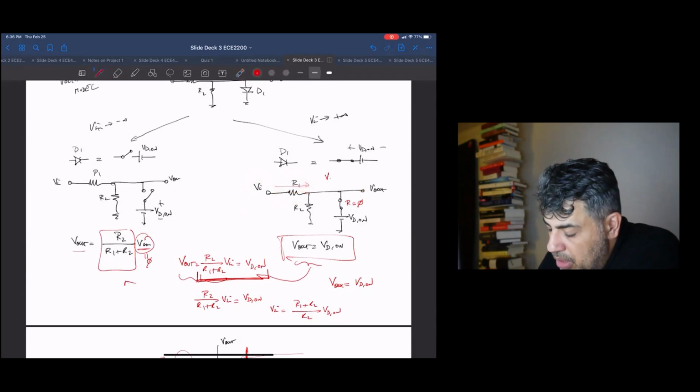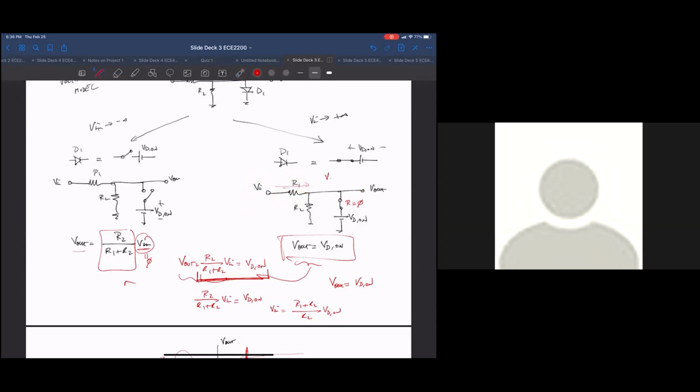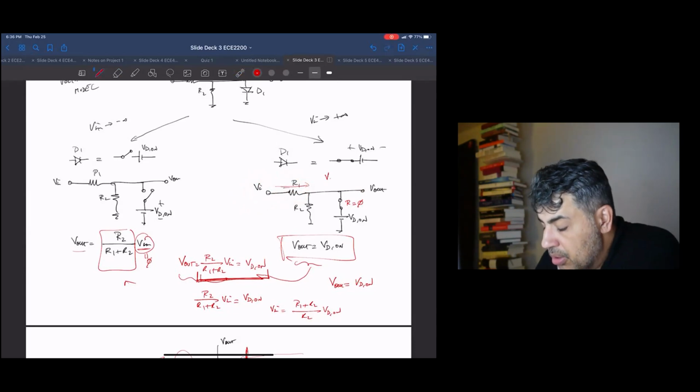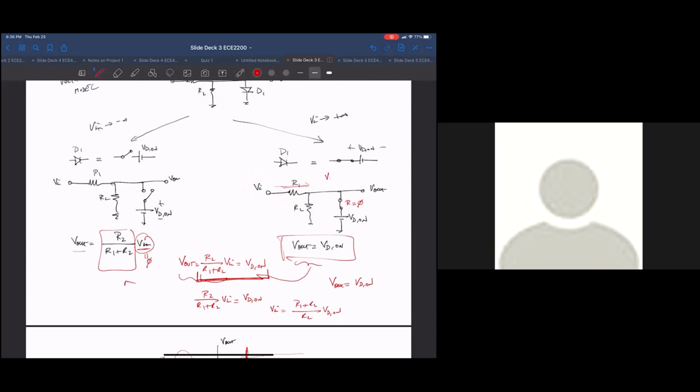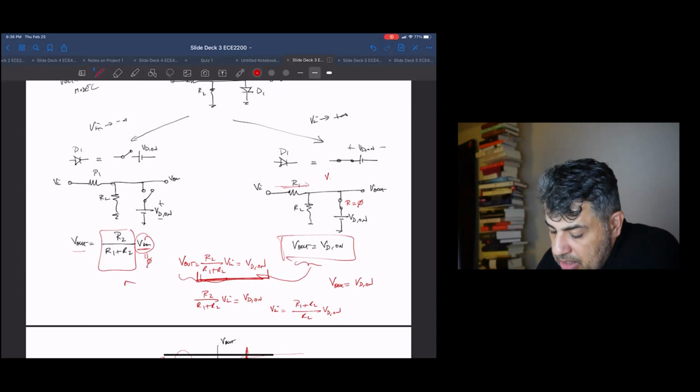Are you with me, Louis? Yes. Okay, so now the question is, what's the voltage drop across this R1? Well, it's kind of a circular argument. This battery puts VD on here. So the voltage drop across this R1 is Vn minus VD on. And the current going across here is Vn minus VD on over R1.